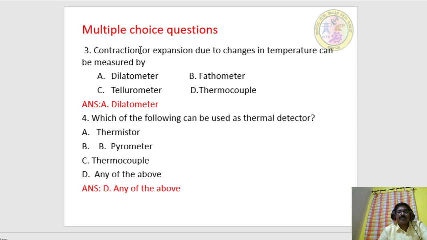Third multiple choice question: contraction or expansion due to change in temperature can be measured by. Options are dilatometer, fathometer, tachometer, and thermocouple. Expansion or contraction due to change in temperature can be measured by a dilatometer. This is an instrument which is used for contraction or expansion.